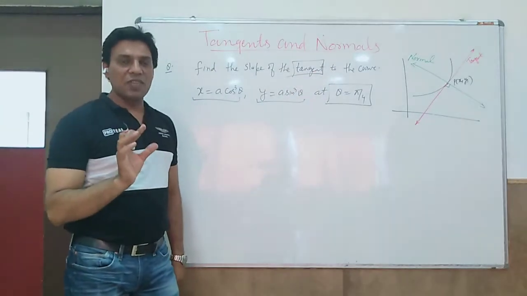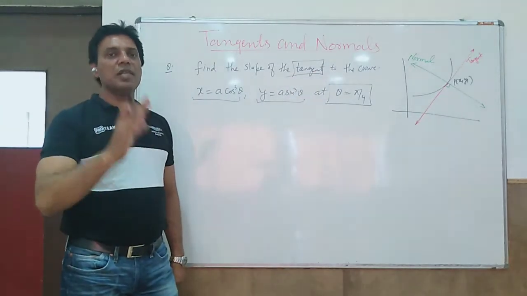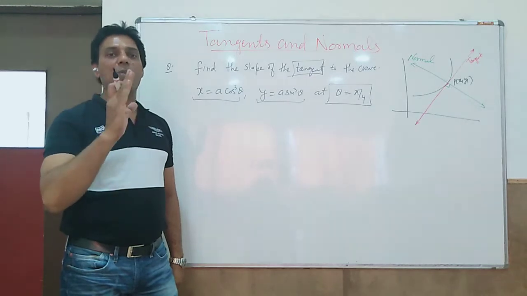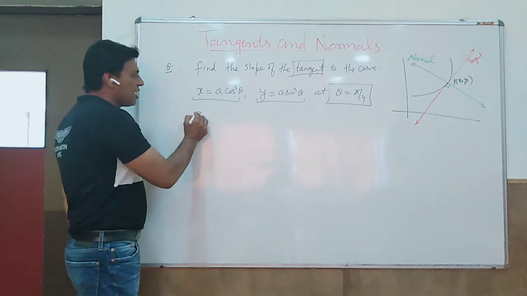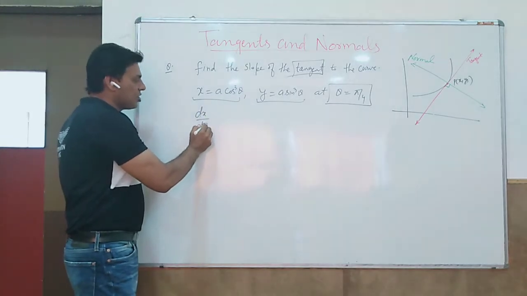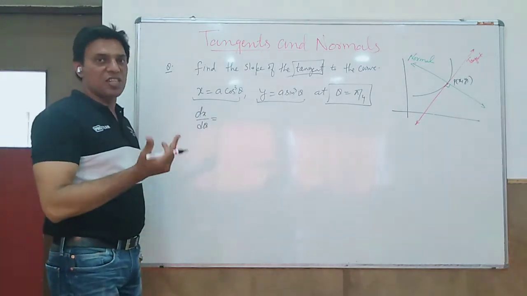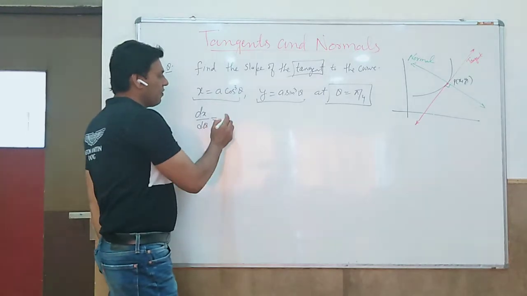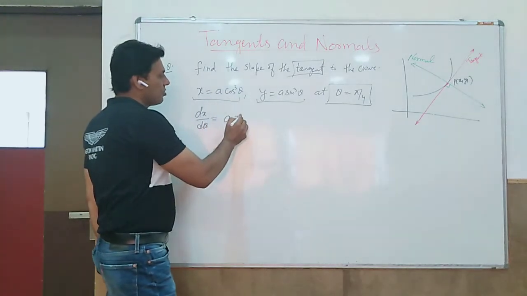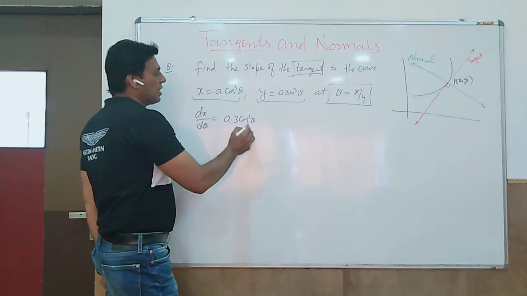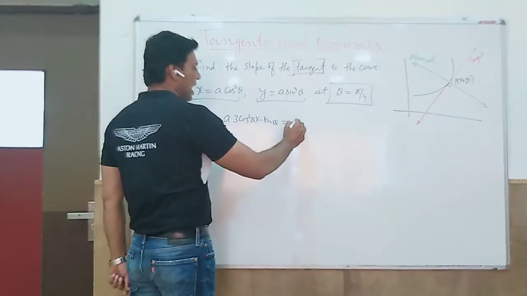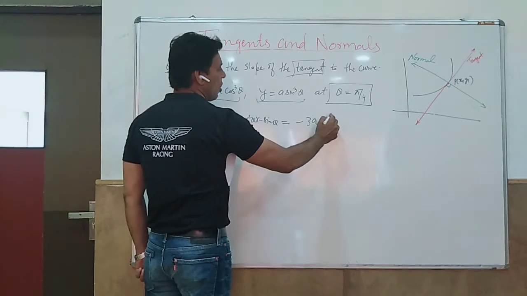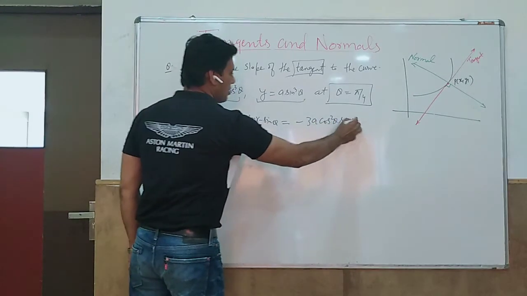To find the slope of the tangent, the first thing you have to do is find dy upon dx. And in parametric form, how to find dy upon dx? First we will find dx upon d theta. Remember how to differentiate a parametric function. The differentiation of this is 3 cos square theta, and the differentiation of cos theta is minus sin theta. That is, we have minus 3a cos square theta into sin theta.